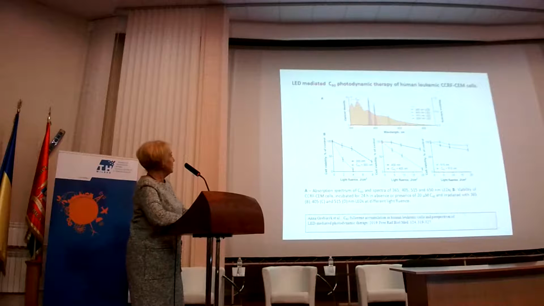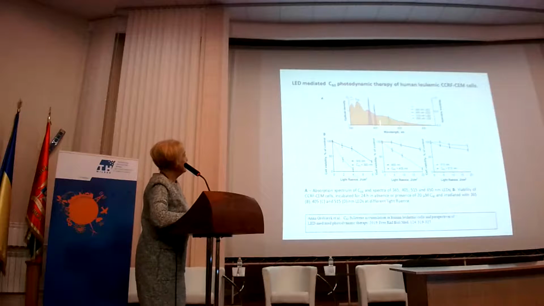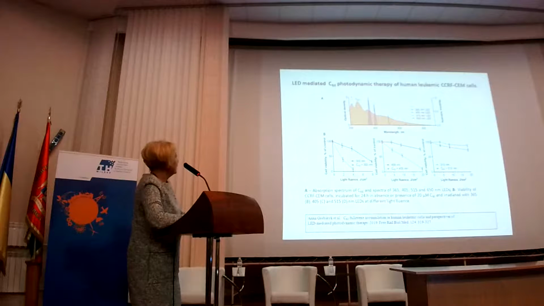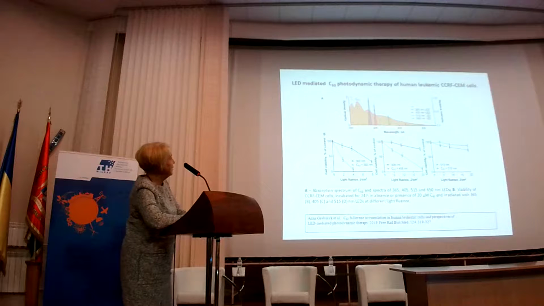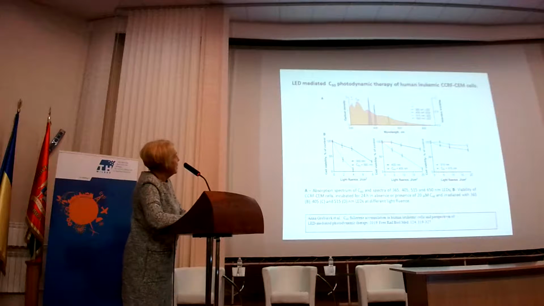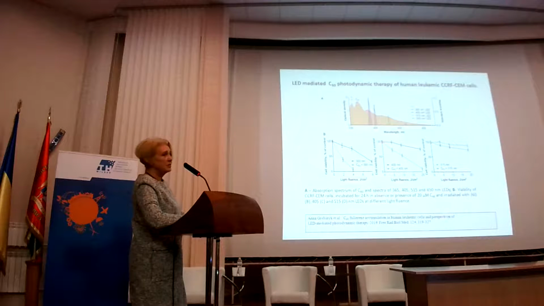What kind of LEDs were used? Those which have an emission spectrum in a range overlapping with the C60 fluorine absorption. This is a 355 nanometer violet LED, then a 405 nanometer blue one, and a 515 nanometer green one.